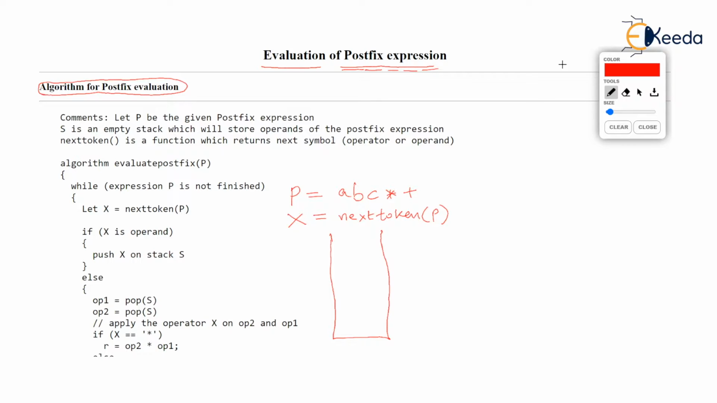So I have kept myself ready with the algorithm and some writing work also. Let's see what we are supposed to find out. In the comment section of the algorithm, I have described that let P be the given postfix expression. Well, this is the postfix expression that we want to evaluate. So let us assume that P is ABC star plus, as written. We want to evaluate this.